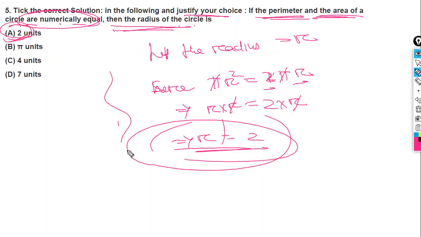We can justify it in this way. So this is the completion of this exercise.